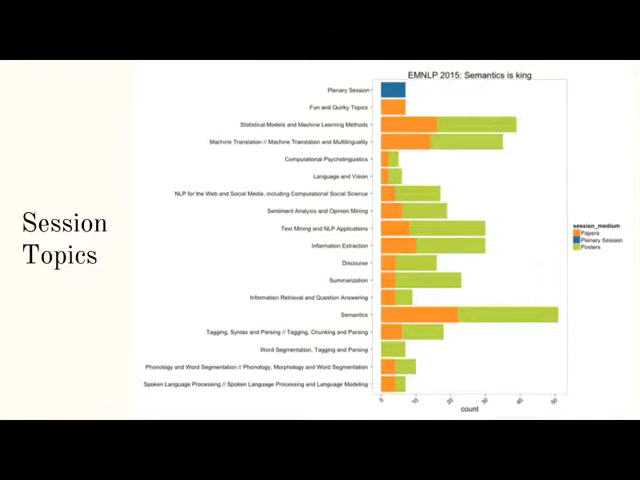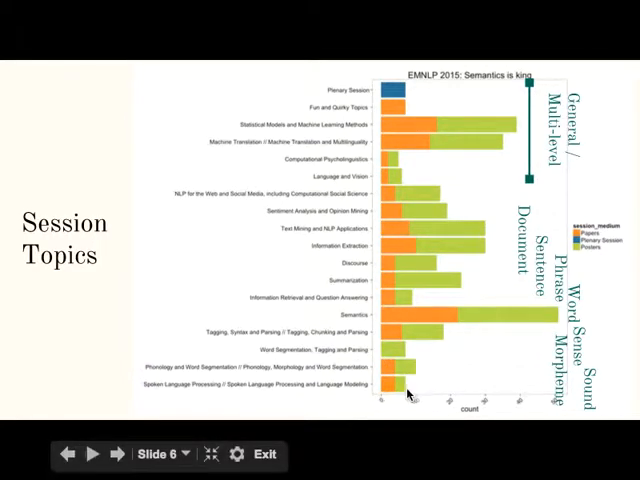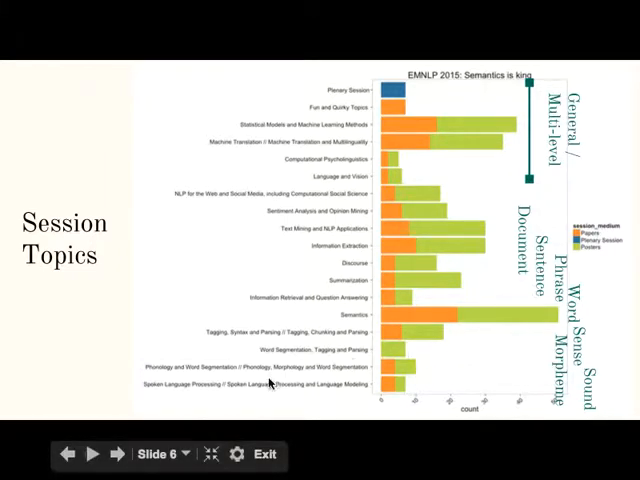Here you can see why I put at the top: semantics is king. There were at least 50 different pieces of research presented under the rubric of semantics. Even though there are lots of other more traditional NLP areas, I have ordered these somewhat into the different levels. Down at the bottom, you see, for example, what was covered in terms of speech recognition, which is a pretty big topic, but as you can see really pales in comparison to semantics.